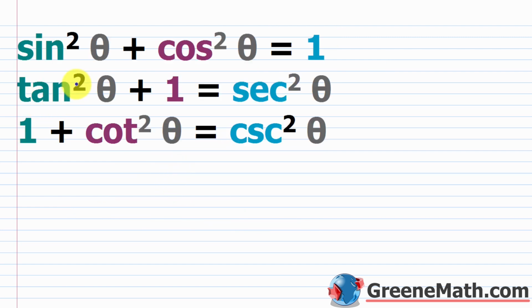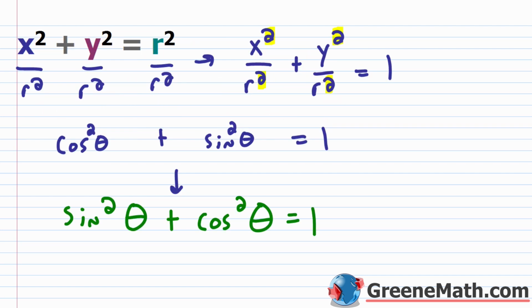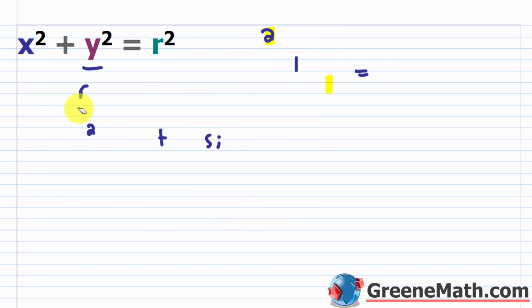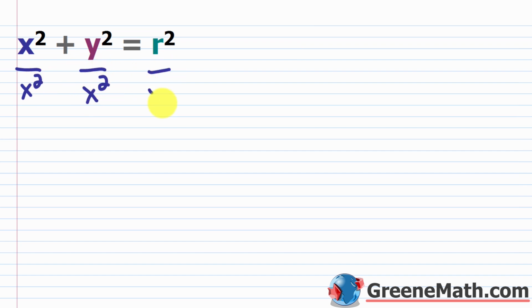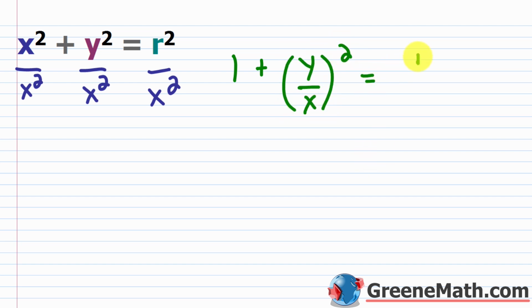So we have tangent squared theta plus 1 is equal to secant squared theta. So to get this, let me just erase everything. You're just going to divide everything by x squared now. Okay, quite easy. So divide this by x squared, this by x squared, this by x squared. And we know that this guy is going to be 1. All right, so we would have 1 plus, you'd have your y, and I'm just going to write this as y over x, this guy squared, because we do that step anyway, is equal to r over x, this guy squared.